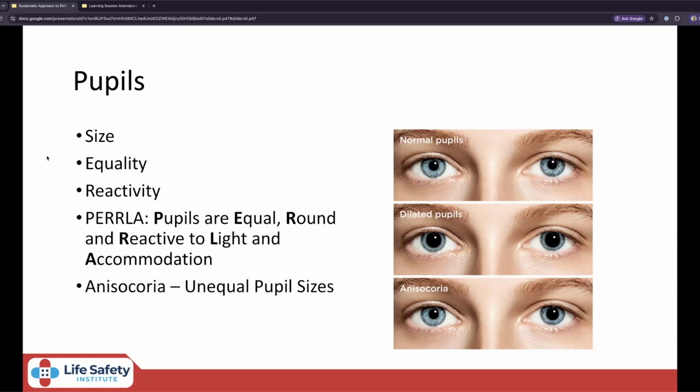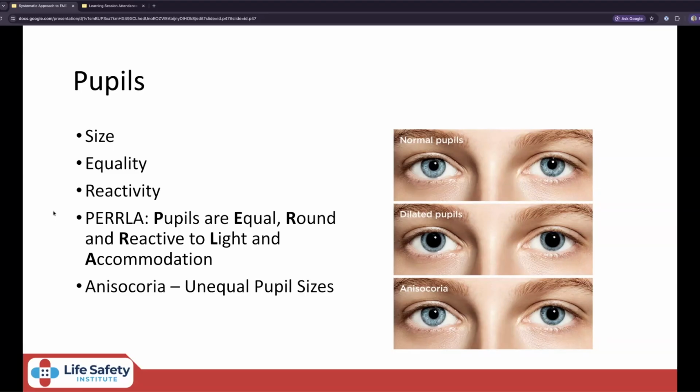Some patients at baseline have different sized pupils. So in this bottom picture, you'll notice that the patient's left eye is more dilated than the patient's right. That's something to be aware of. Some patients have that at baseline. That can also be a result of a traumatic injury. So it just depends on the patient that's in front of us.